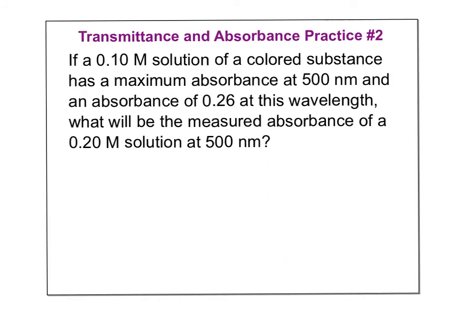All right, if a 0.1 molar solution of a colored substance has a maximum absorbance at 500 nanometers, so we want maximum absorbance, so that's what we'll set the colorimeter to, and an absorbance of 0.26, so 0.1 molar, this is molarity, this is absorbance, and it was 0.26. At that same wavelength, what will the measured absorbance be if it's 0.2 molar? And it's still at the same wavelength.